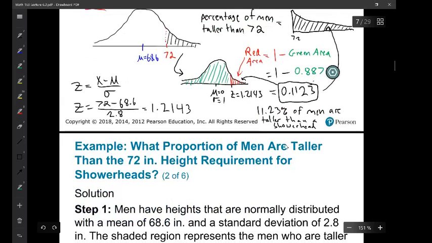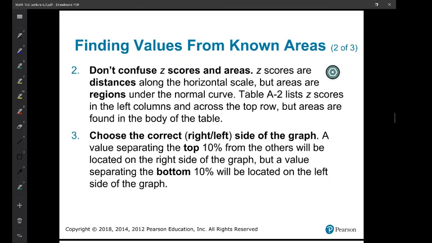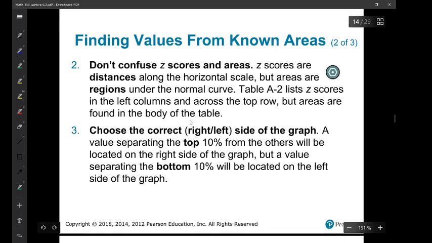Okay, continuing. The z-score is the boundary on the horizontal axis that closes off, segments off a given area under the curve. So we have to use a table or technology to find those areas when we know a z-score. Or if we know the area, then we can reverse look it up on a table or with technology to find a given z-score.